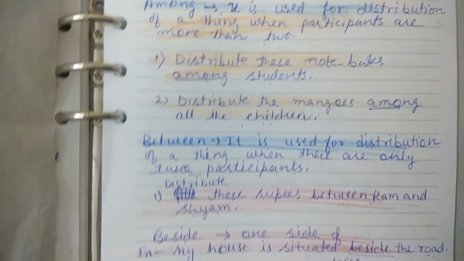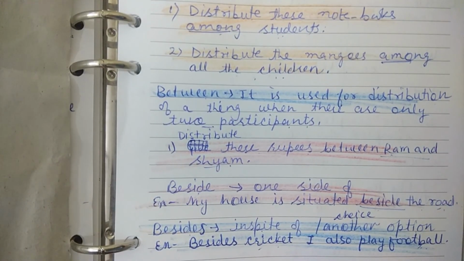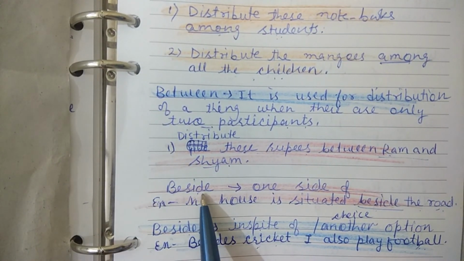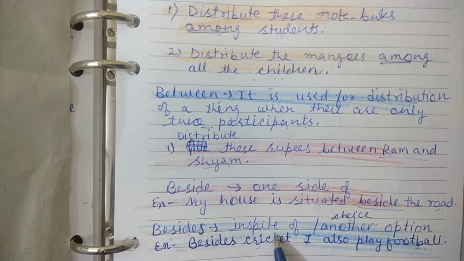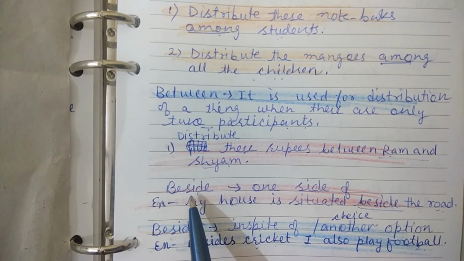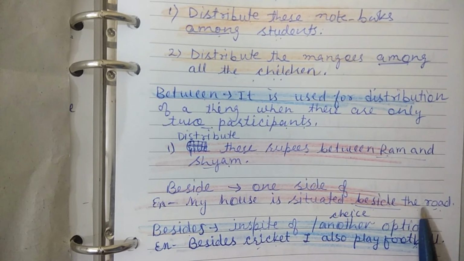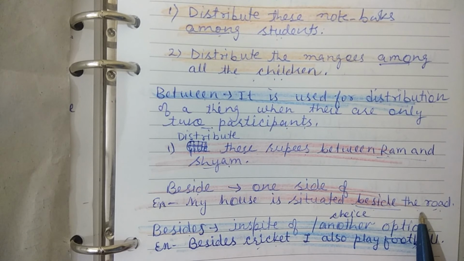Next preposition is beside and besides. Beside means one side of, and besides is used when we have another choice. Beside. For example, my house is situated beside the road, one side of road.